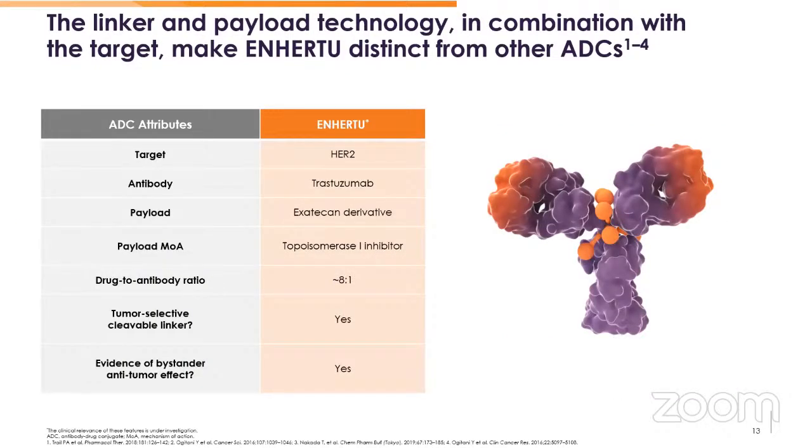So, the target is HER2, the antibody is trastuzumab, the payload is an exatecan derivative, and the mechanism of action is that it is a topoisomerase 1 inhibitor. The drug to antibody ratio is 8 to 1, and there is a tumor selective cleavable linker, and there is a bystander effect. So we will see in the next slide what we mean by it.